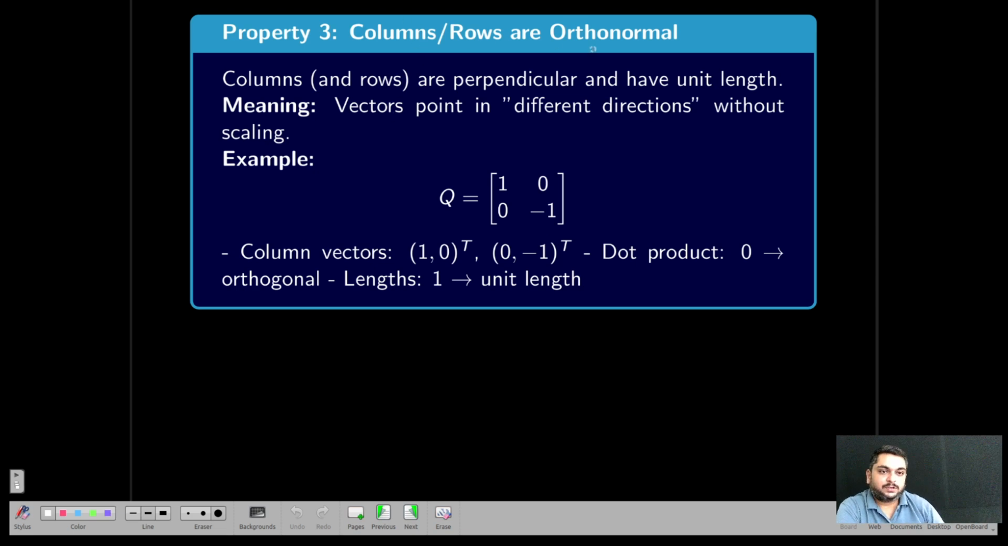Now columns and rows are orthonormal. Orthonormal means you already understand. So columns and rows are perpendicular and have unit length, meaning vectors point in different directions without scaling. So volume remains the same. So if you check here, if they take the dot product, it is already 0. So it is orthogonal. And the unit length. So the length of this vector is 1. The length of this vector is also 1. Hence, they are orthonormal.